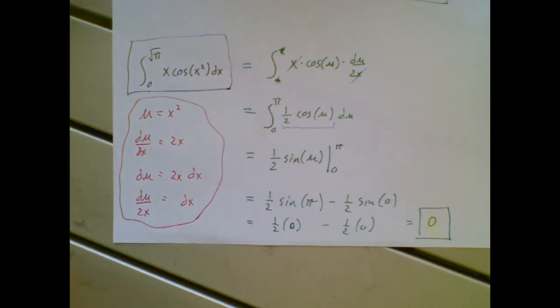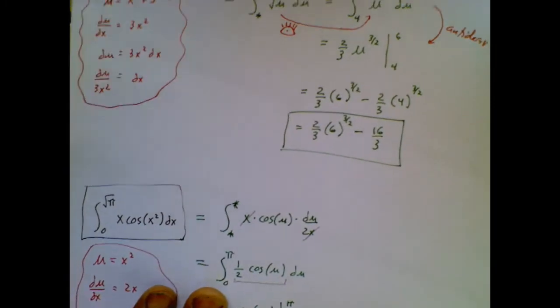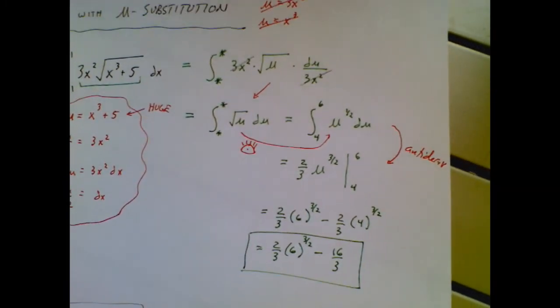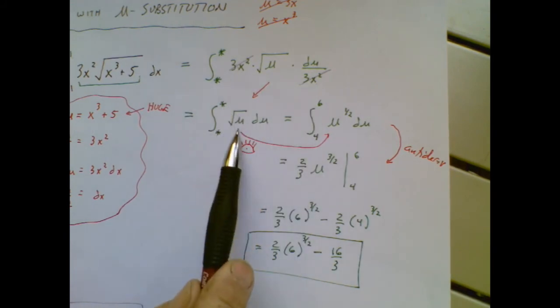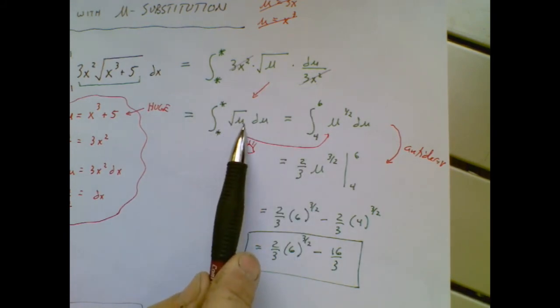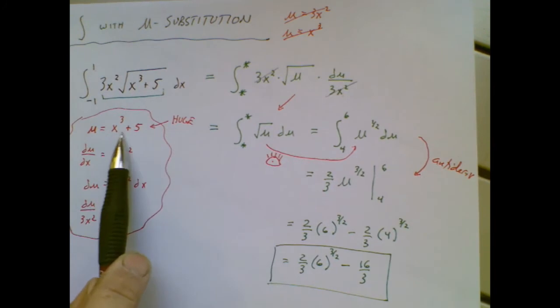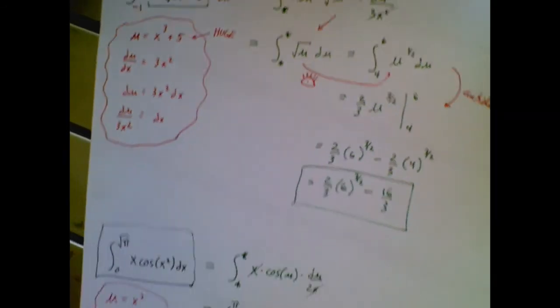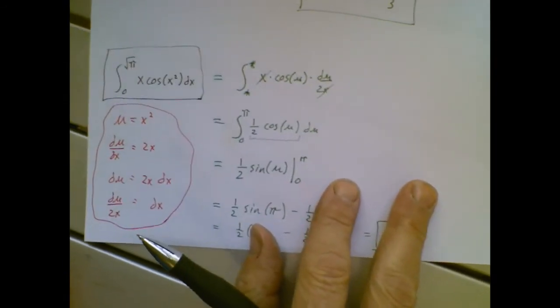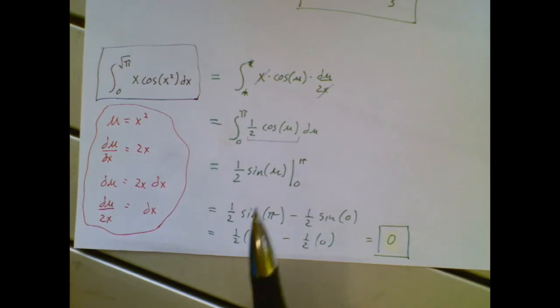Just like earlier in the previous problem, if I wouldn't have got this canceling and then just u's for my variable, that would have meant I chose a bad u and I need to go choose another one, or I screwed up somewhere else in the process. Okay, back down here.